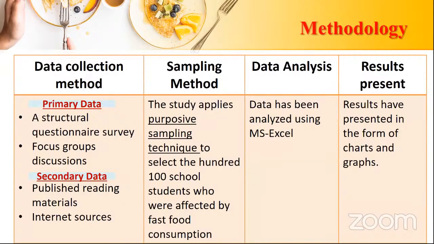Methodology. Data have been collected through primary and secondary sources. A structured questionnaire survey and focus group discussion were used to collect primary data. Secondary data came from published reading materials and internet sources. The study applies a purposive sampling method to select 100 students who were affected by fast food consumption. Data has been analyzed using Microsoft Excel. Results have been presented in the form of charts and graphs.